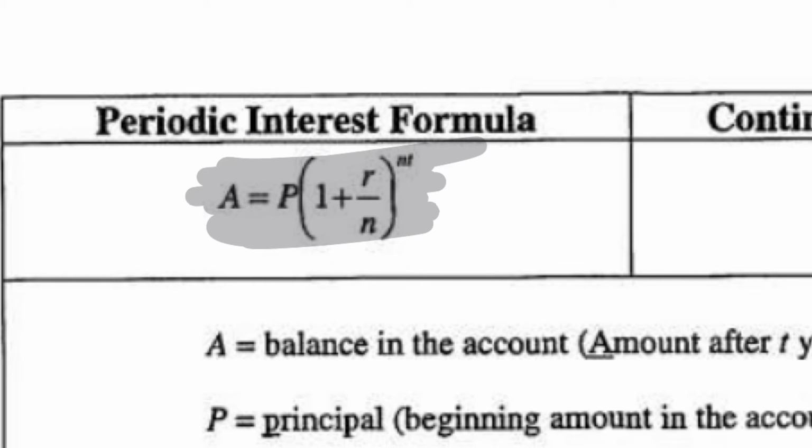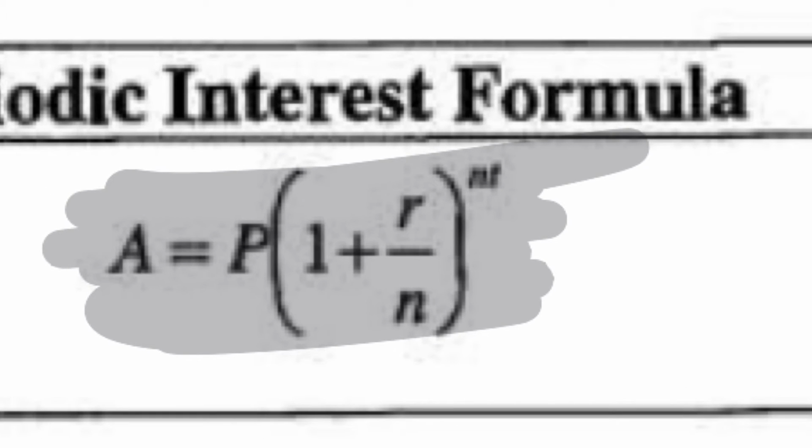A equals P, which is the principal amount, times 1 plus the rate divided by N, which is the number of occurrences, to the NT power. Give you a second to look at those. Little fuzzy there, but that is the NT power. See if we can clear that up for you just a little bit. That is, again, the NT power.